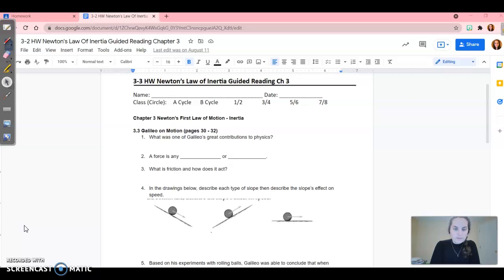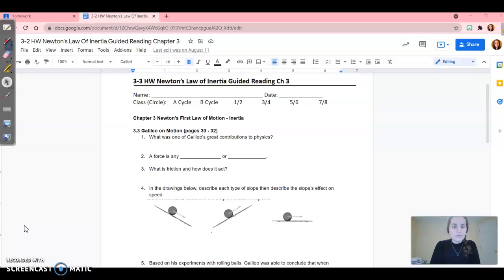So number 1 says, what was one of Galileo's great contributions to physics? And so in terms of motion, Galileo said that a force was not required in order to maintain motion of an object. It was only when friction was present that a force is required in order to keep that object in motion. And so that was his great contribution.